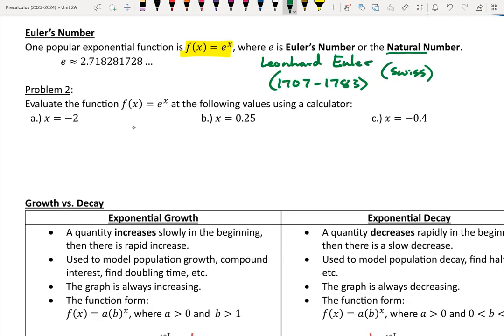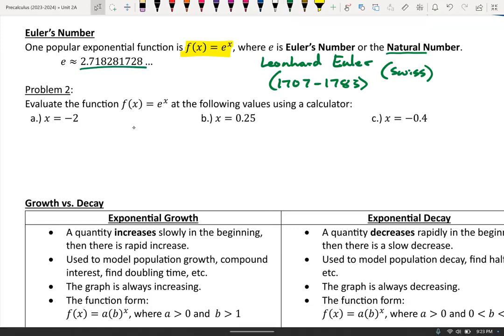Well, Euler's number is this number here. We denote it with the letter e. So if you ever see e within mathematics now, e is not a variable. It represents a specific number. So it doesn't vary. It represents this very specific number that we see listed here.